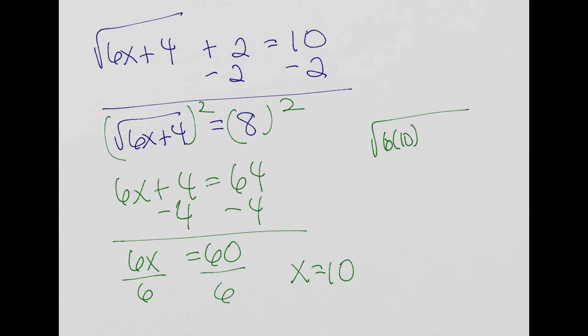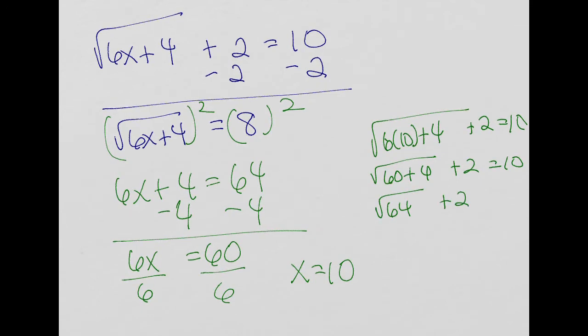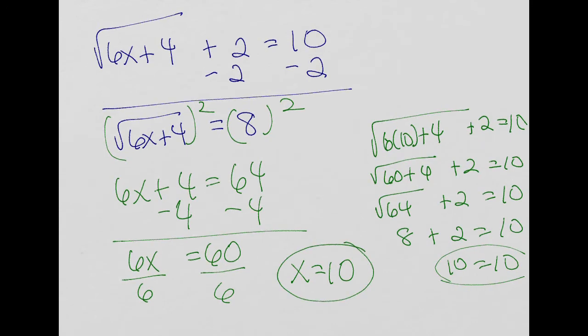So 6 times 10 plus 4 plus 2 equals 10. You always want to plug it back into the original. 8 plus 2 equals 10. So that checks out. That means our solution is x equals 10.